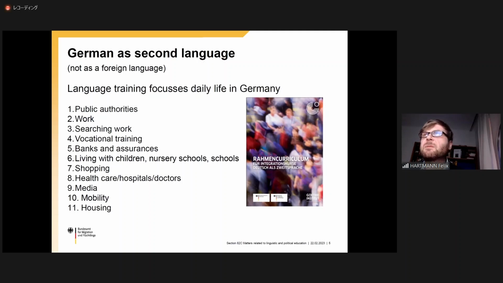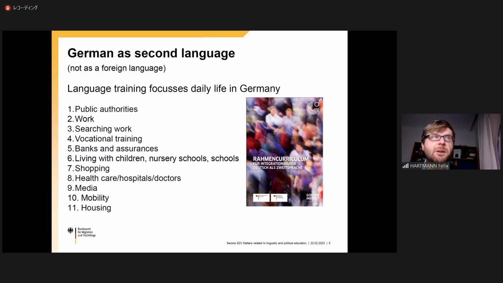For this, we have a frame curriculum, which I have depicted here, which is based on research done on the question: what are the communication situations in which migrants in Germany need the German language the most? The result of this research gave us 11 topics or communication situations. And now we demand that every language book uses these communication situations for exercises and dialogues and texts and so on. So I will go through these topics briefly.